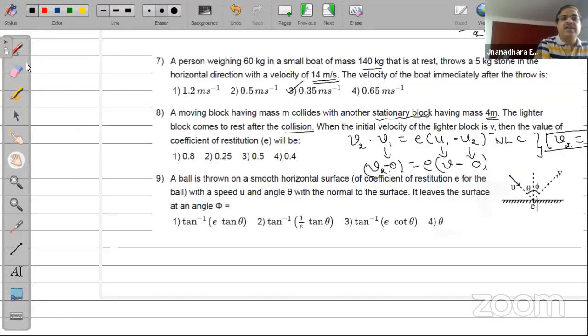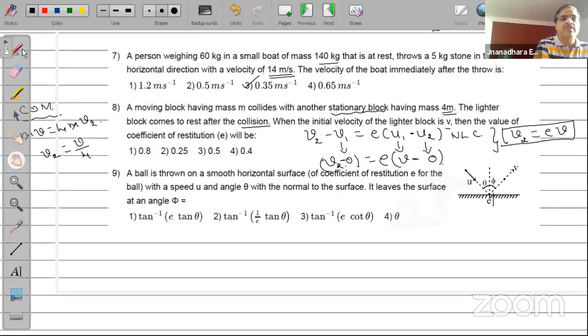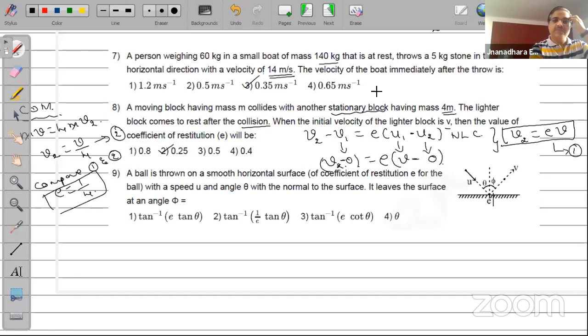Now, if I apply conservation of momentum to this, I get m into v is equal to 4m into v2. Or in other words, I get v2 to be equal to v by 4. Now compare the two equations, 1 and 2. You get the value of E to be equal to 1 by 4. E equal to 1 by 4 means 0.25. Yes, many of you are giving me that answer.